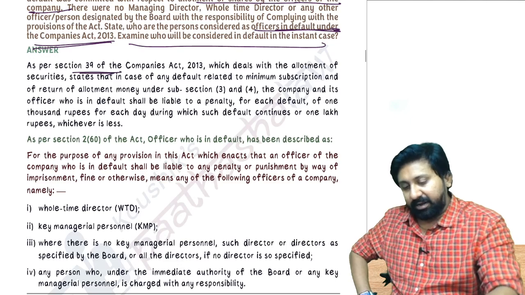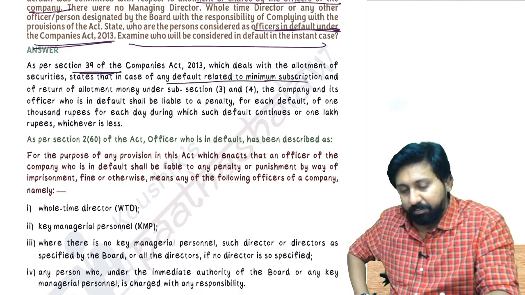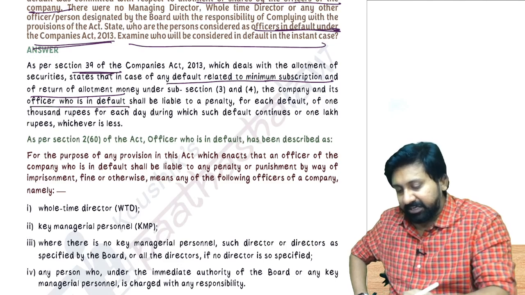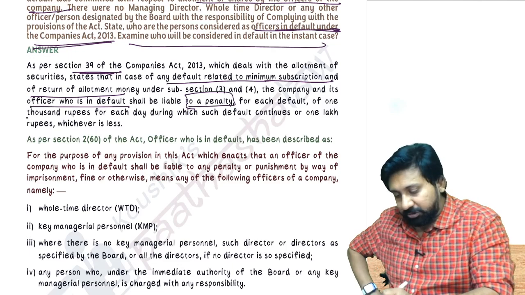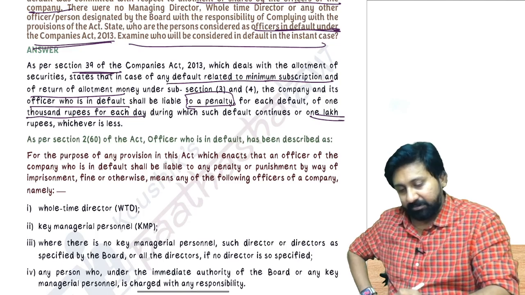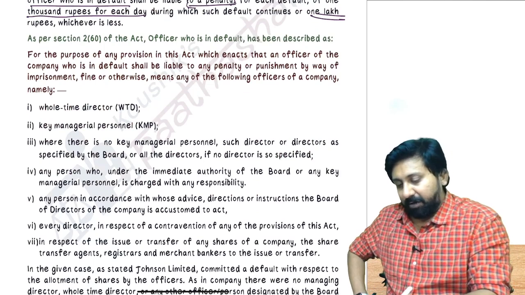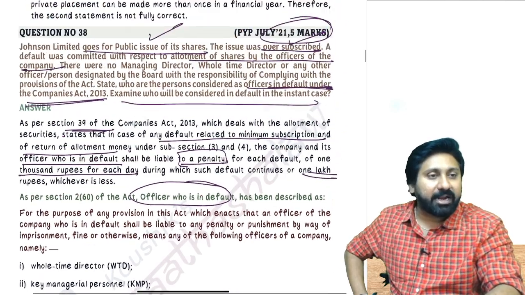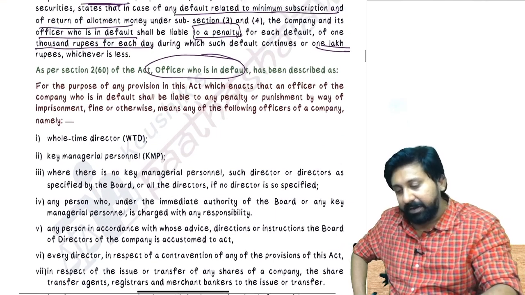As per section 39, which deals with allotment of securities, in case of any default relating to minimum subscription and the return of allotment money, the company and officer in default shall be liable to a penalty of 1000 rupees for each day of default, which can extend up to 1 lakh rupees. So any default committed at the time of issue of securities, what will happen? Officers in default will be liable.